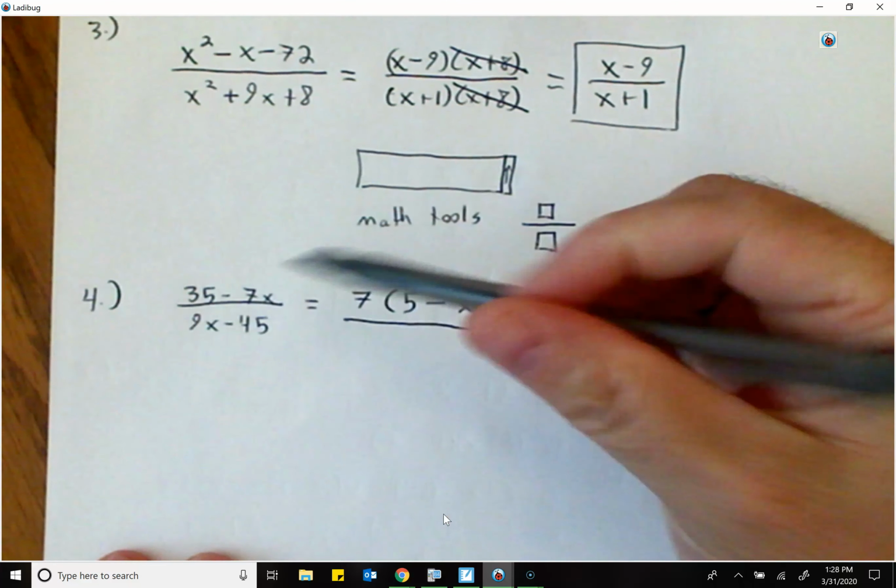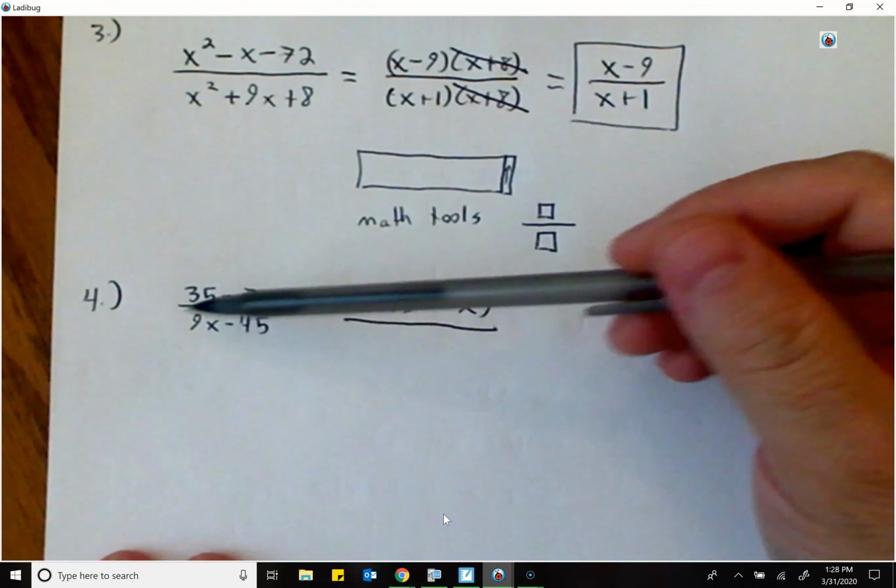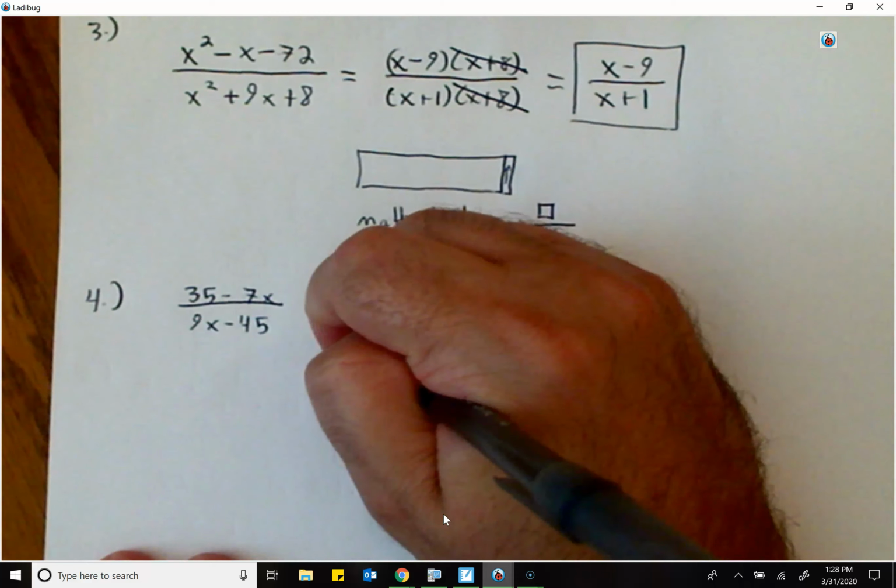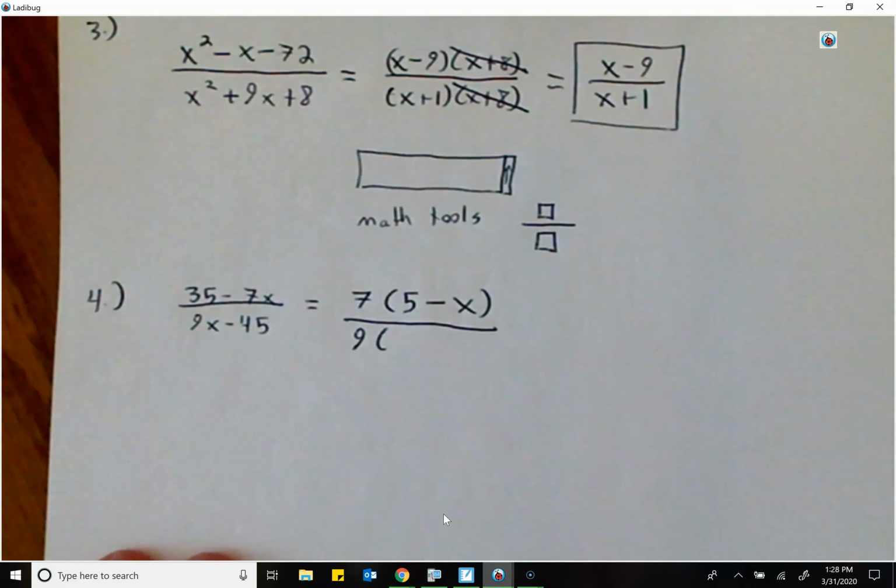Down below, again, this is just a number GCF. What divides both of these? 9. Good. I like that you knew that it was 9.